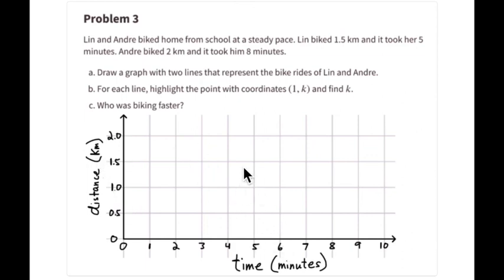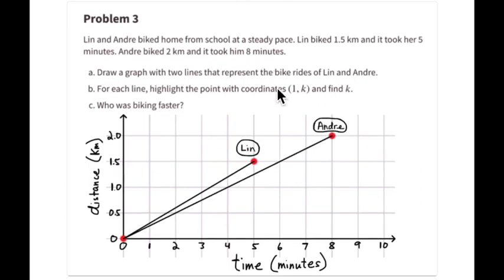So I graphed this as speed. Lynn biked 1.5 kilometers and it took her 5 minutes. Andre biked 2 kilometers and it took him 8 minutes. So we can place those 2 points. Lynn is 5 minutes, 1.5 kilometers. So we know this is Lynn because that's what the story tells us. And Andre is 8 minutes and he biked 2 kilometers in those 8 minutes. So this is Andre and this is Lynn.